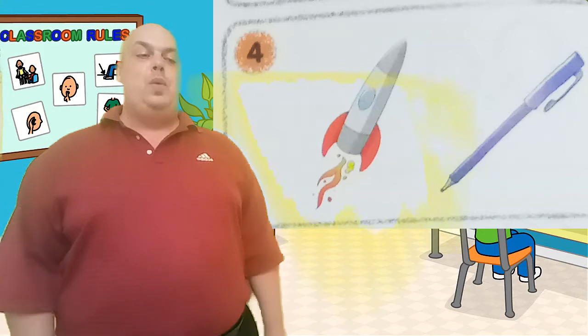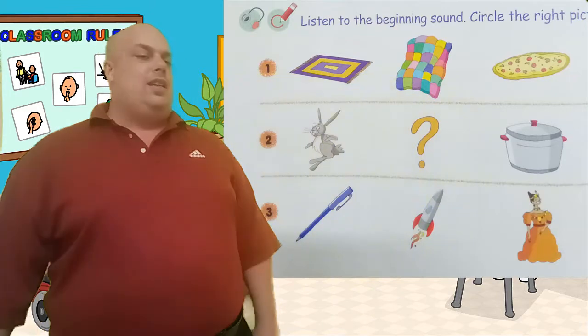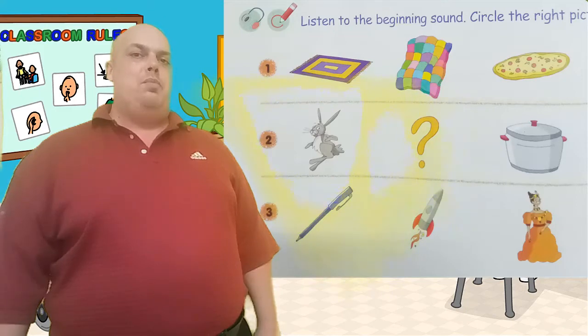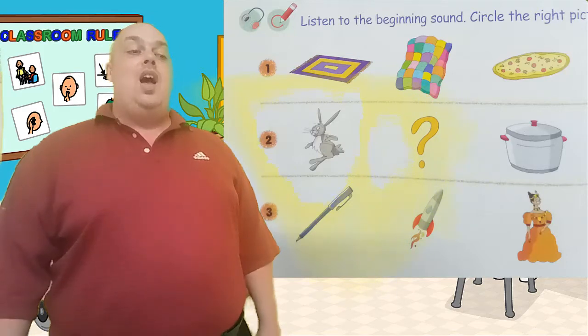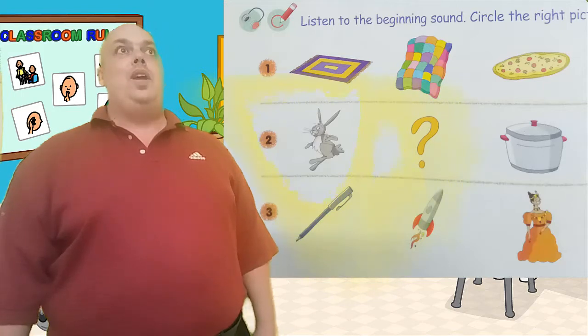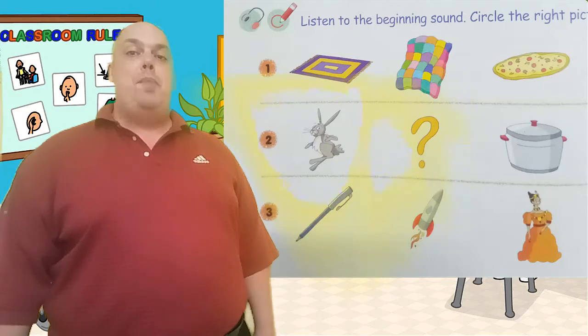Okay. Now that means we can go to the bottom of the page. Over here we are at the bottom of the page. Now this is where it gets a little bit more tricky. I am not going to tell you a word. I am not even going to tell you what letter. All I am going to tell you is the sound the letter makes. For example, if I want you to circle the word that starts with letter P, I will tell you to circle the word that starts with the P sound. P, P, P, P.